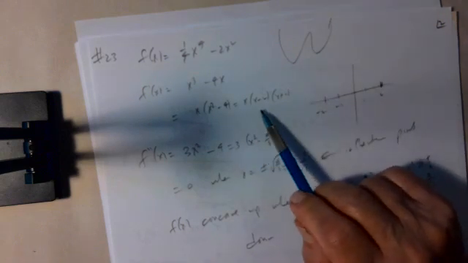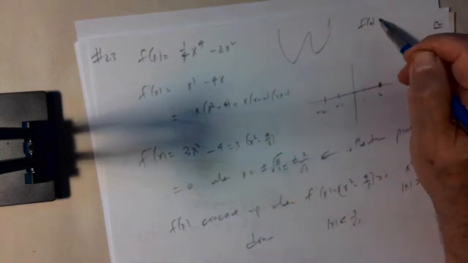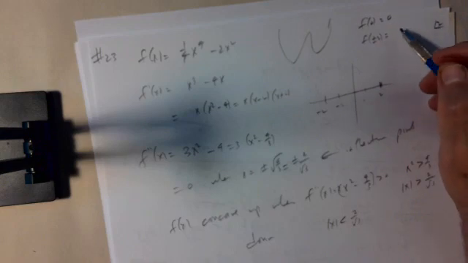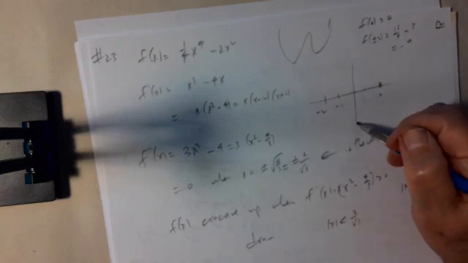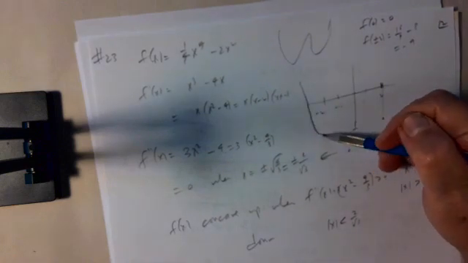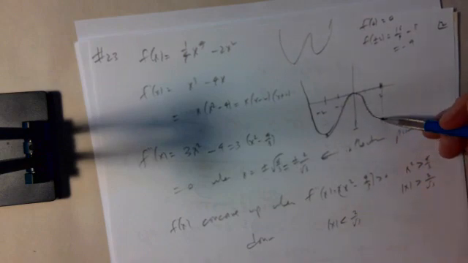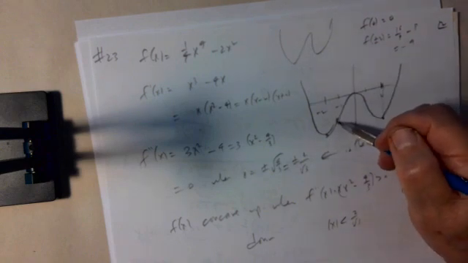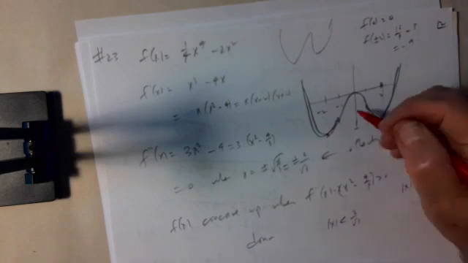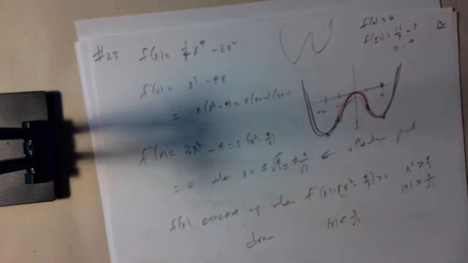At the points where you have the derivative equal to 0, f of 0 is 0. f of either plus or minus 2 is 16/4 minus 8, which is minus 4. So this curve looks like this. And here are the inflection points. Here the curve is concave up. Here the curve is concave up. And here the curve is concave down. Very pretty.